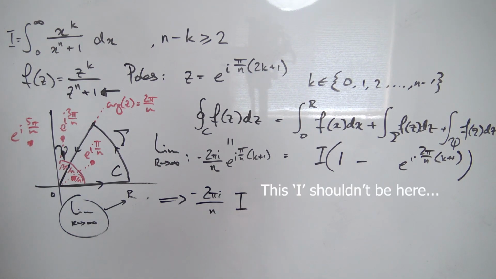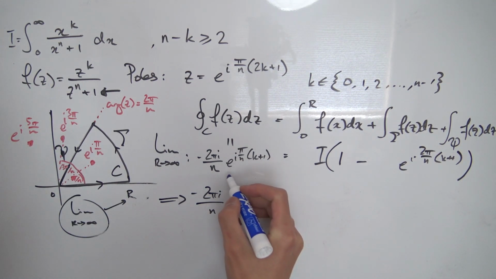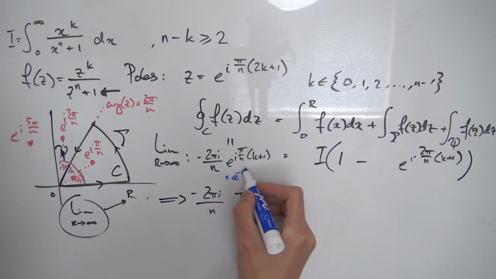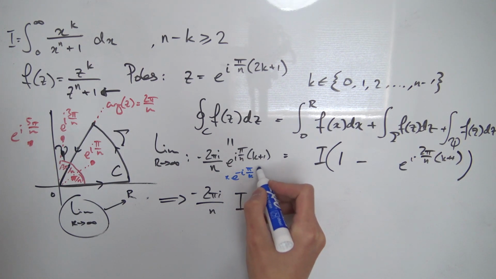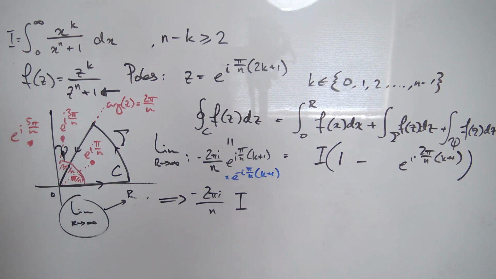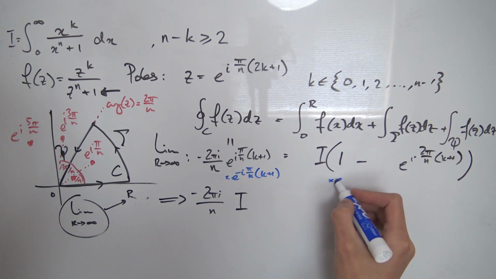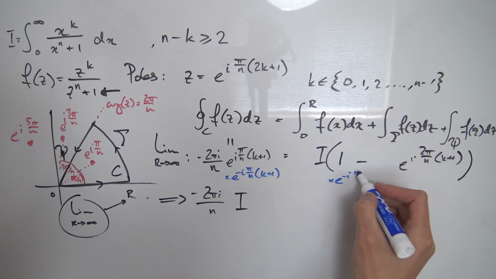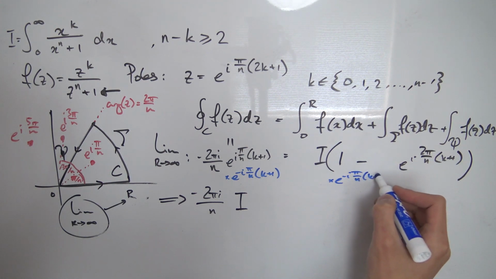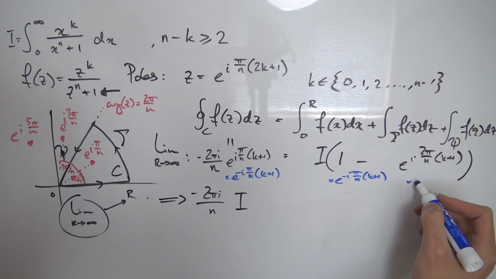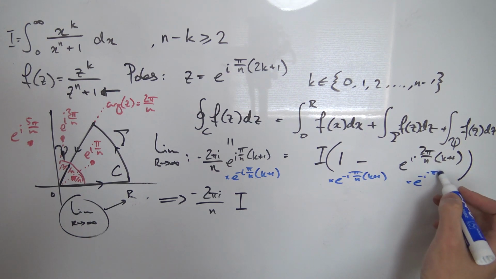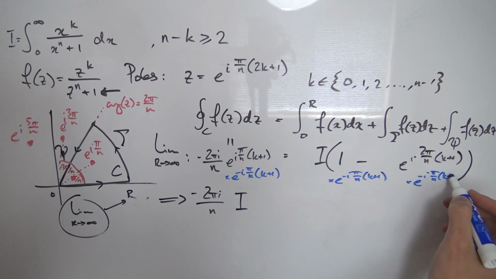And what I'm going to do is multiply by, I'm going to use a different color just to make it a little bit clearer, e to the minus I pi over n plus 1. And do the same thing on this side as well. So this is multiplied by e to the minus I pi over n times k plus 1, as well as on this term. So multiply that by e to the minus I pi over n times k plus 1.